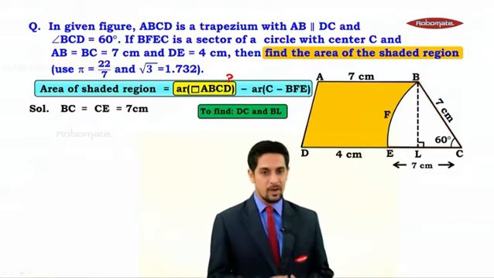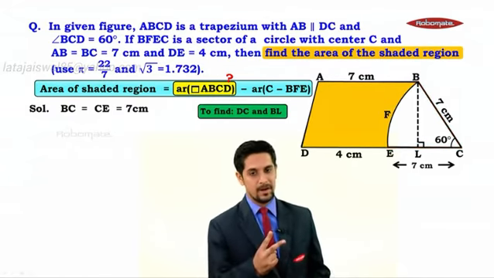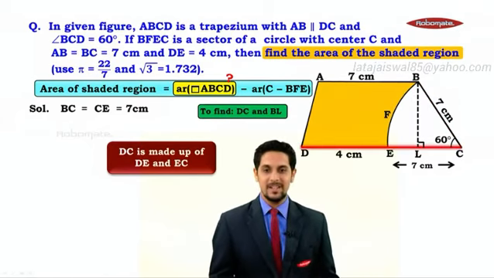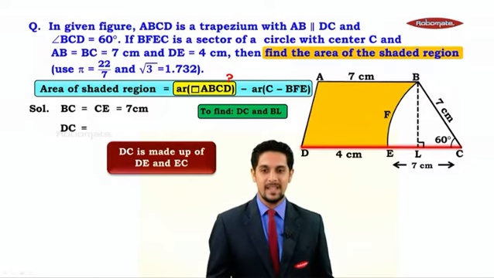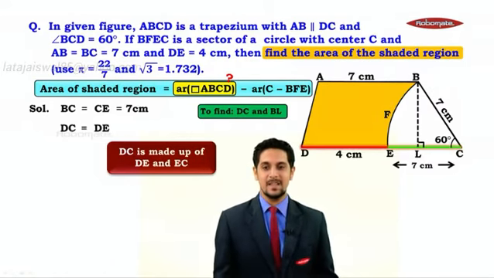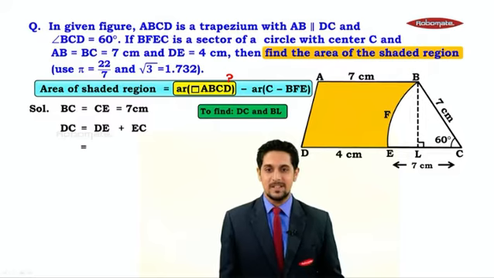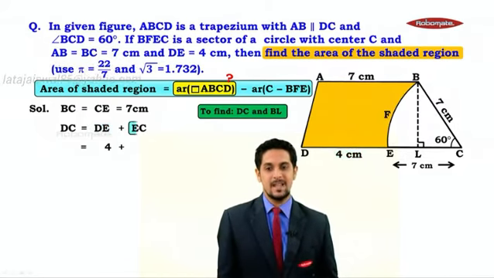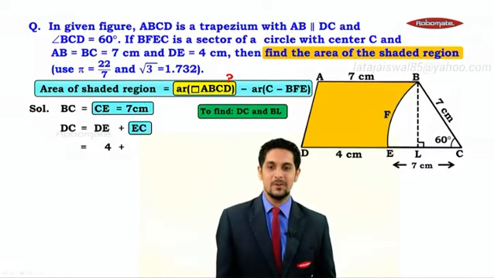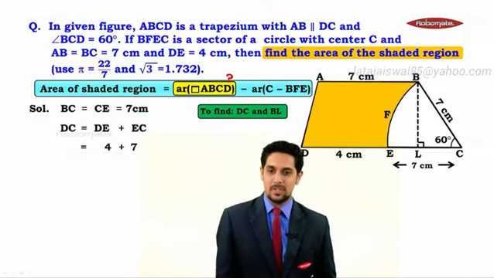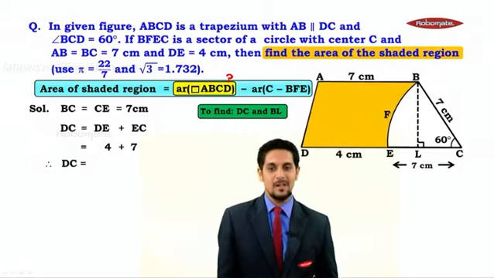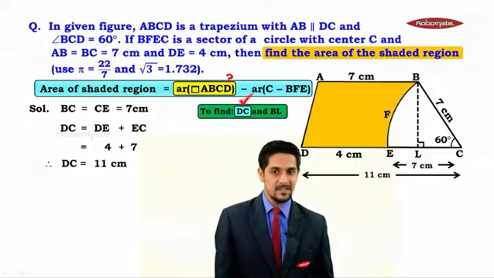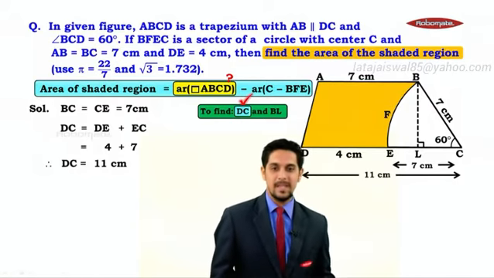Further, if you clearly observe DC, it is made up of two parts. One is DE and the other is EC. So we have DC is equal to DE plus EC. Let us substitute their values. The value of DE is equal to 4 centimeters and the value of EC is equal to 7 centimeters. So the value of DC will be equal to 11 centimeters. Now students, we have found the value of DC. So let us focus on BL.